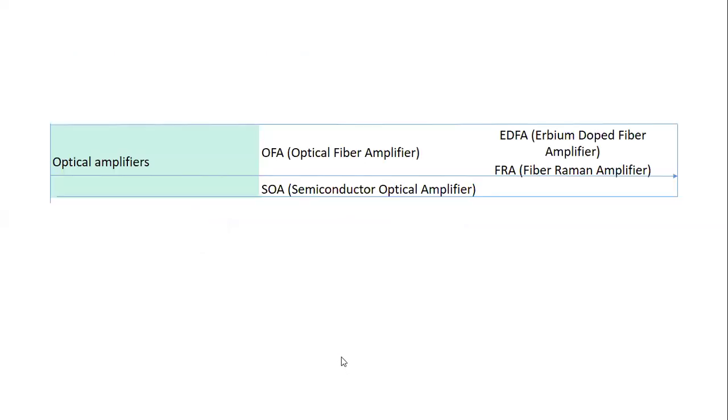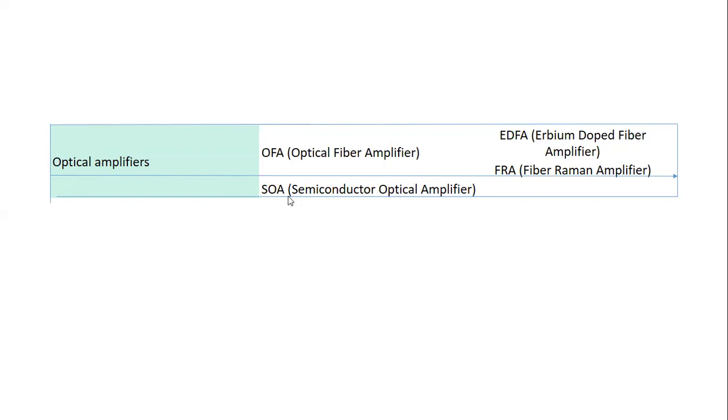So we have seen the basic principle behind any optical amplifier. Optical amplifiers can be divided into two categories. One is the optical fiber amplifier, which is again divided into two, EDFA and FRA. EDFA is the erbium doped fiber amplifier. In this, there is a doping of erbium in the optical fiber material, and the fiber Raman amplifier is based on the Raman amplification concept.